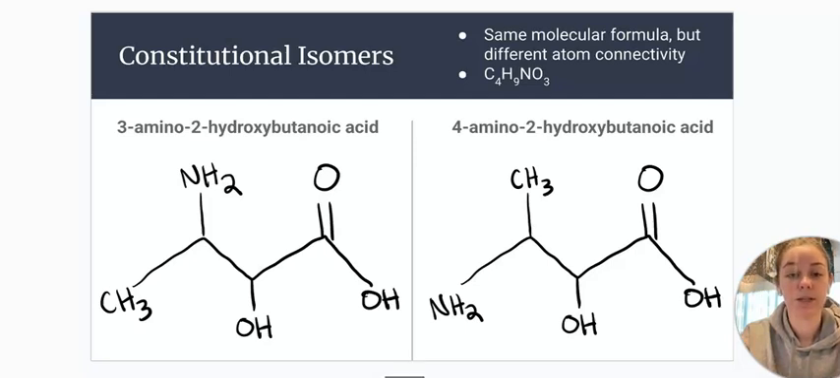And then we go into the constitutional isomers, which have the same molecular formula but different atom connectivity. So they're all C4H9NO3. And here we can see that the atom connectivity changed: the methyl group, the amino group, and the alcohol or hydroxy groups have just switched around.